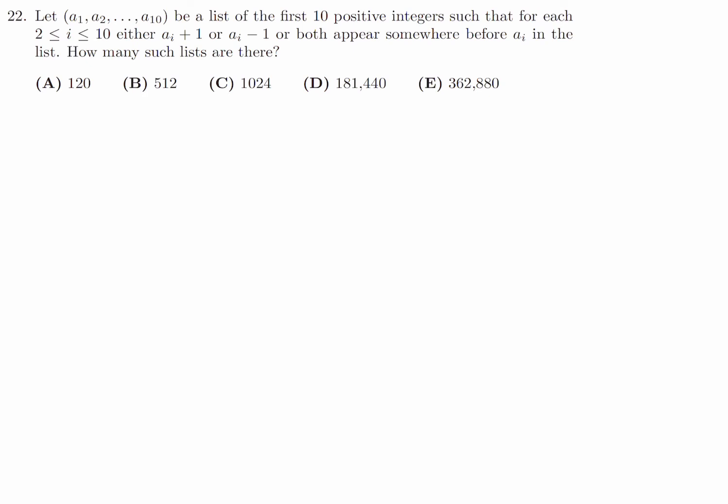Well, they're saying that this is the first 10 positive integers. So that means these numbers in some order, not necessarily in this order, but these 10 numbers have to be A1 through A10 in some order. All lists have to have these 10 numbers, the first 10 positive integers. Now we have to figure out a way of arranging this.